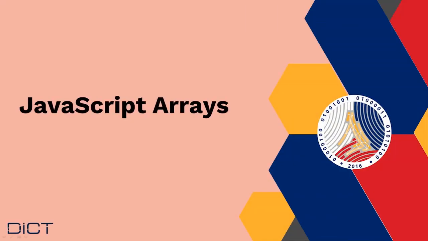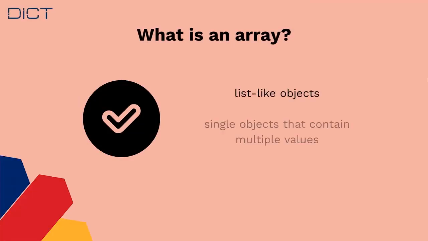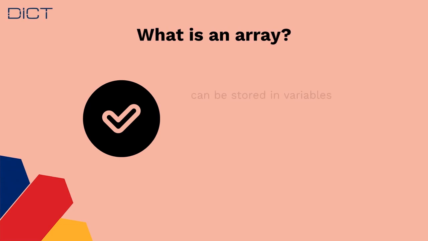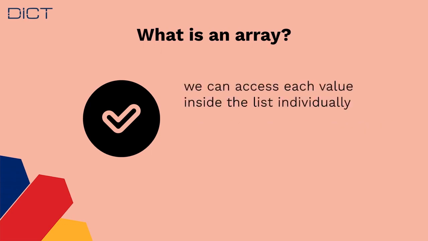So what is an array? Arrays are generally described as list-like objects. They are basically single objects that contain multiple values stored in a list. Array objects can be stored in variables and dealt with in much the same way as any other type of value. The difference being that we can access each value inside the list individually and do super useful and efficient things with the list, like loop through it and do the same thing to every value.